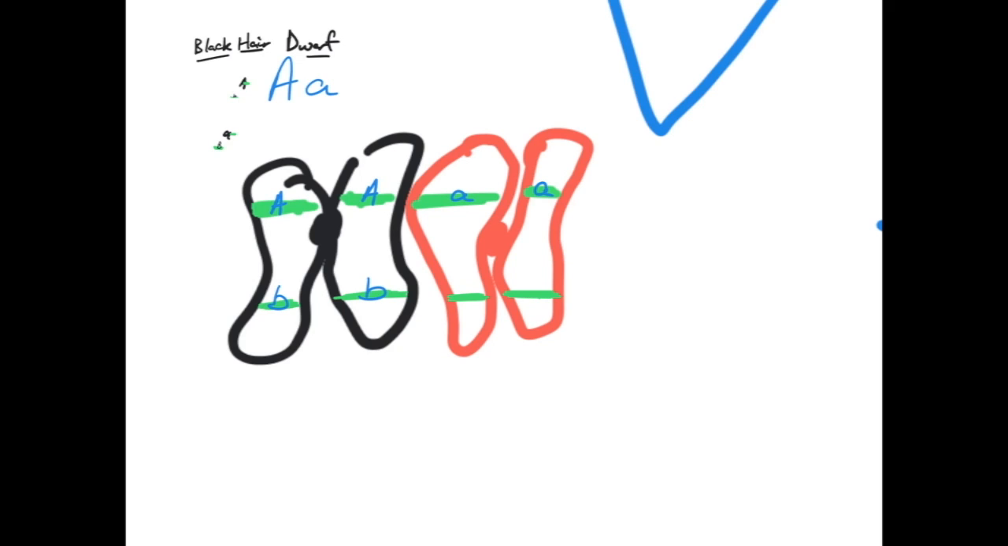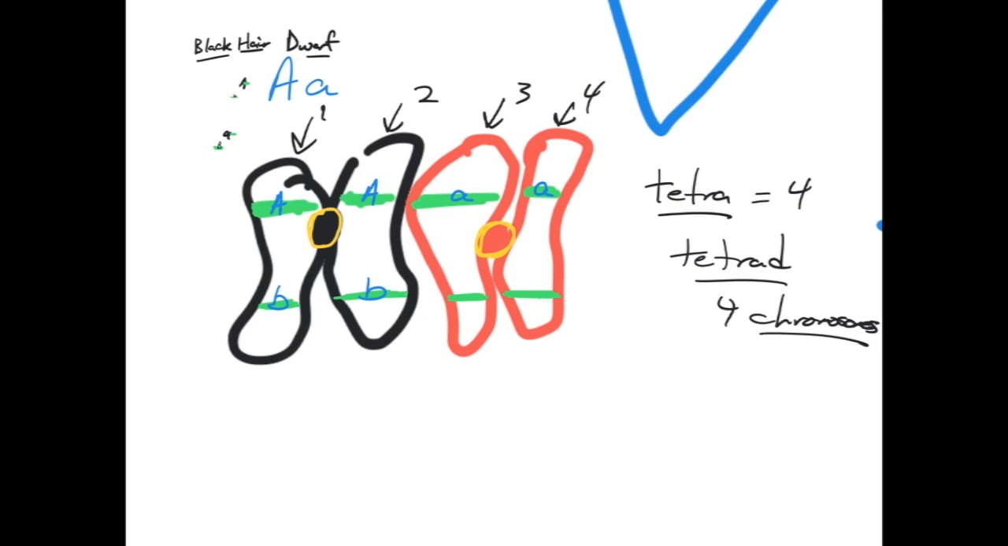Let me highlight this. Let me show you something. This is the centrosome, or centromere. And this centromere is connecting the two copies that you made. So remember, you see four letters here, right? But you only have two letters in each one of your cells.